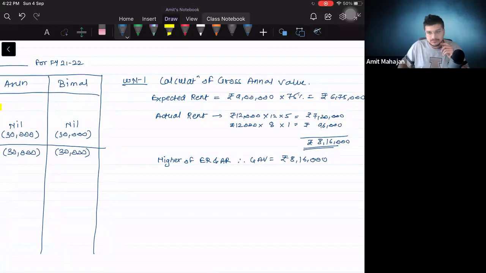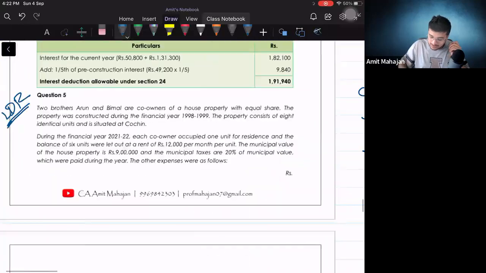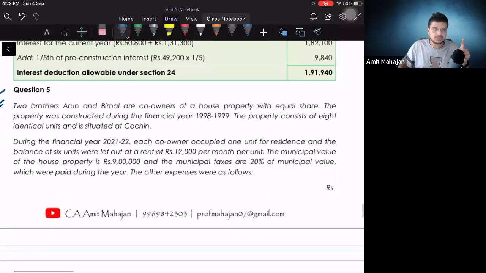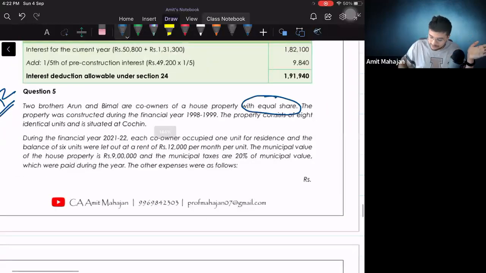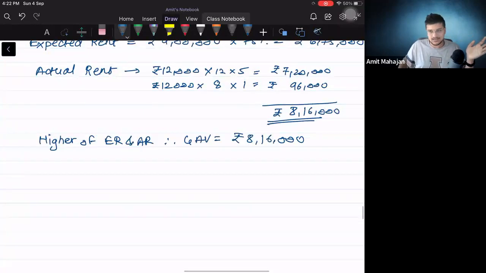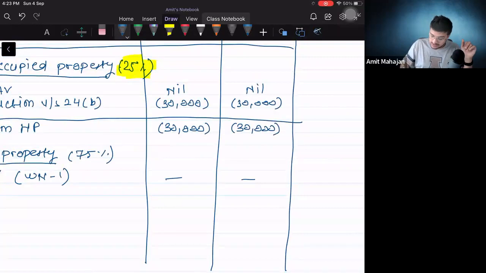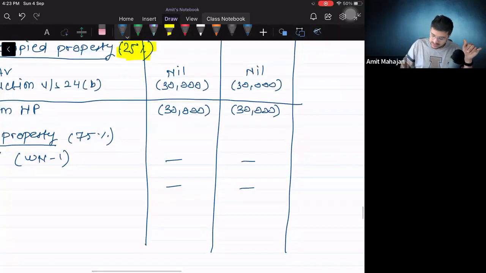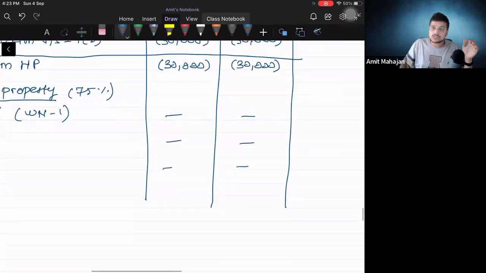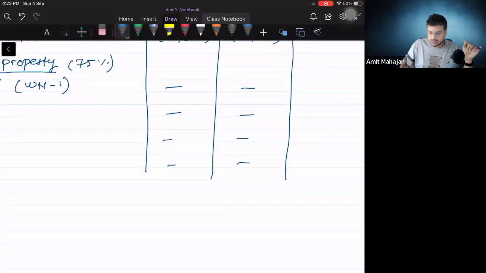Another strategy can be to apportion first. See, look above: two brothers Arun and Bimal are co-owners of the house property with equal share. So whatever income they generate, 50-50 will be distributed. If we have earned 8,16,000, we have to bifurcate 50-50, 50% here and 50% here. Then subtract municipal tax, 50 and 50, and we get NAV, 50 and 50. After that apply 30%, and then subtract interest on borrowed capital, 50-50 here.